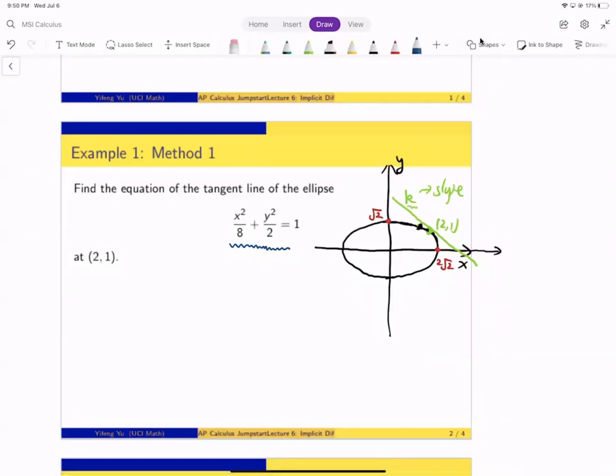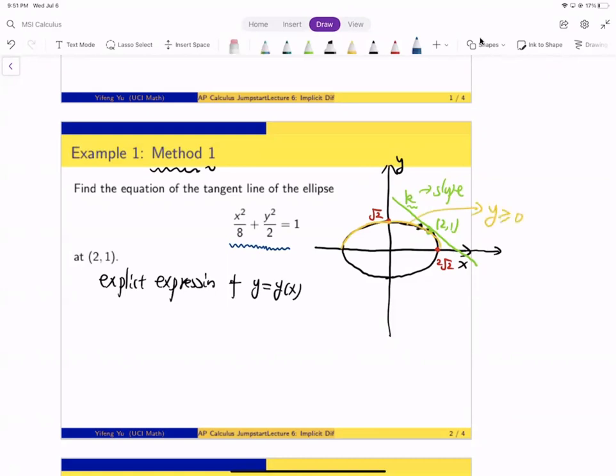Okay, so how do we do it? One way to do this, I call method 1. What we need to do is find an explicit expression of the function y equals y(x), and then the slope is just the derivative. When you look at the graph, it has the upper part and the lower part. The point is on the upper part. The upper part of y is non-negative, right?